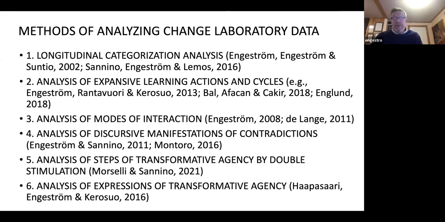A change laboratory, if you have 10 sessions of 2 hours each, you can just think how much discourse and transcript it produces. And to analyze that type of relatively massive discourse pool, systematically implementing some method is not a piece of cake, but it is doable and it is increasingly done. I think if you have questions about that, I will be happy to go more into details.